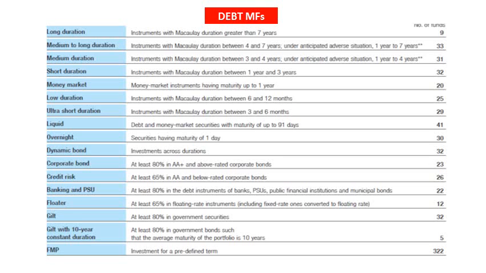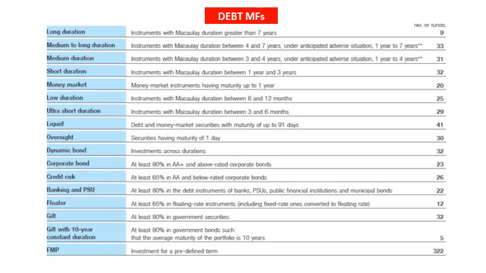Then low duration is 6 to 12 months only. Here again around 20 to 25 funds are available. Ultra short duration is also there, that is just 3 to 6 months. 29 funds are available in the market. Then liquid funds are only 91 days, and 41 funds are available in the market. Overnight funds, overnight means within a day it will mature, the duration period is just 1 day. Here also around 30 funds are available.